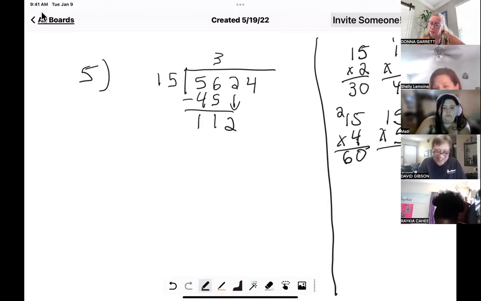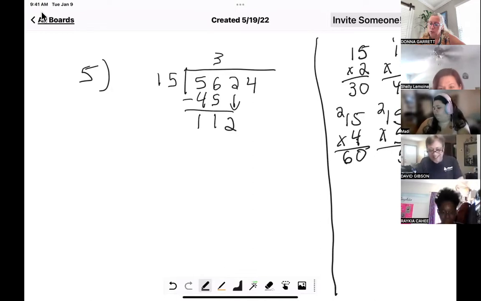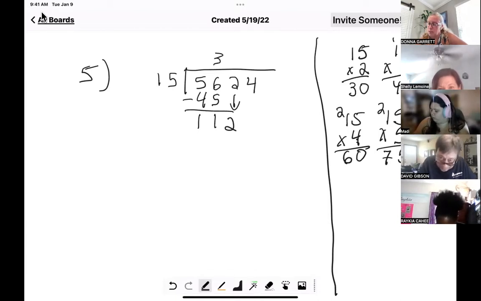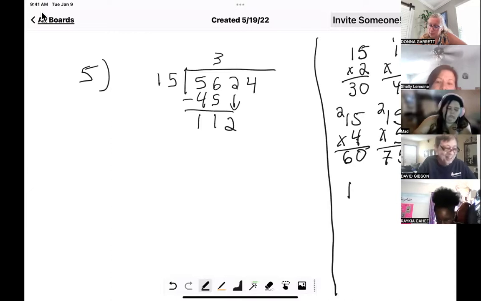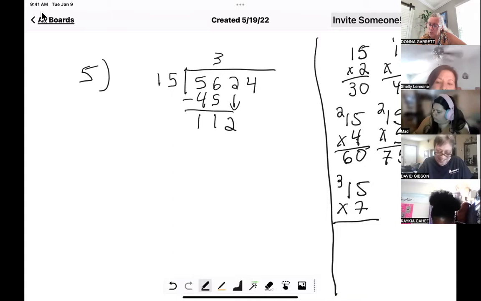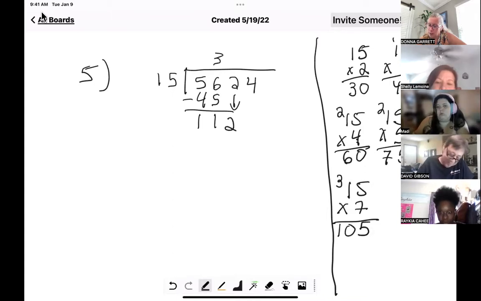15 times 5. 5 times 5 is 25. 5 times 1 is 5 plus 2 is 7. And I know the temptation is to grab a calculator, but don't, you will win out at the end. 6 times 5 is 30. 6 times 1 is 6 plus 3, that's 90. Oh, we're getting there. 15 times 7. 7 times 5 is 35. 7, 8, 9, 10, 105.